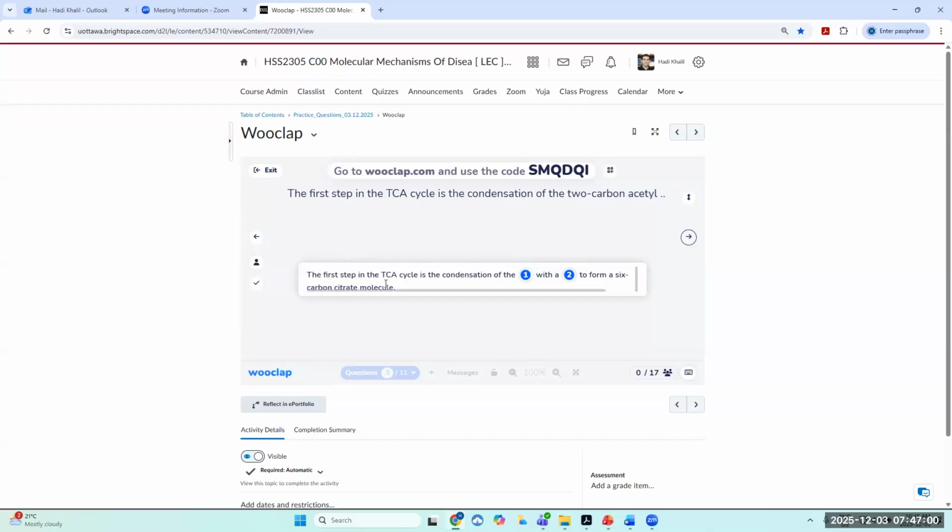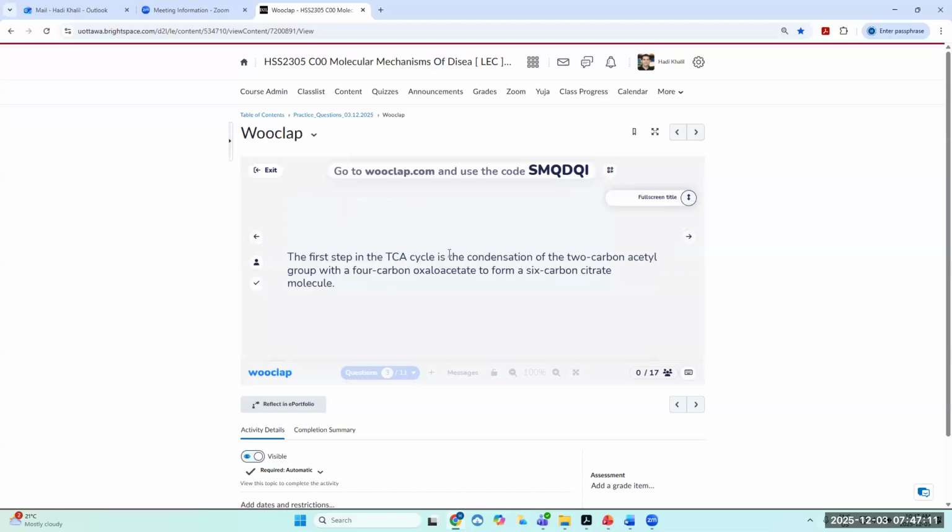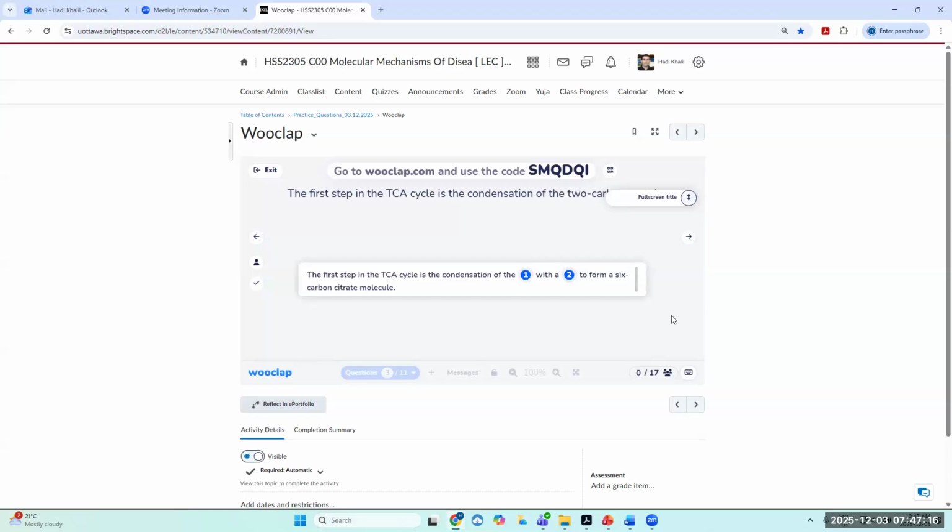Okay, so this is probably one of the difficult questions because it requires that you know the molecules. The first step of the TCA cycle is the condensation of the 1 and 2. So the format I can give you in the exam is a fill in the blanks where you have to know what is that first step in the TCA cycle.